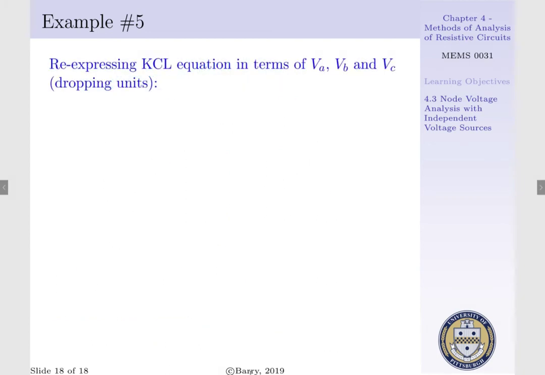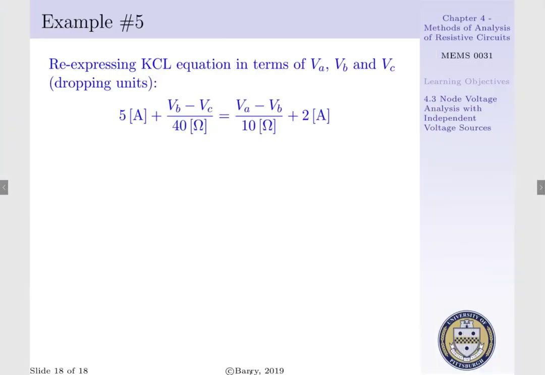Thus, if we re-express our KCL equation in terms of VA, VB, and VC, and eventually drop our units, we have the following. 5 amps plus VB minus VC per 40 ohms is equal to VA minus VB per 10 ohms plus 2 amps. Or we could say 4 VA minus 5 VB plus VC is equal to 120. And recalling VB is equal to minus 12 volts, we can make that substitution such that 4 VA plus VC is equal to 60.